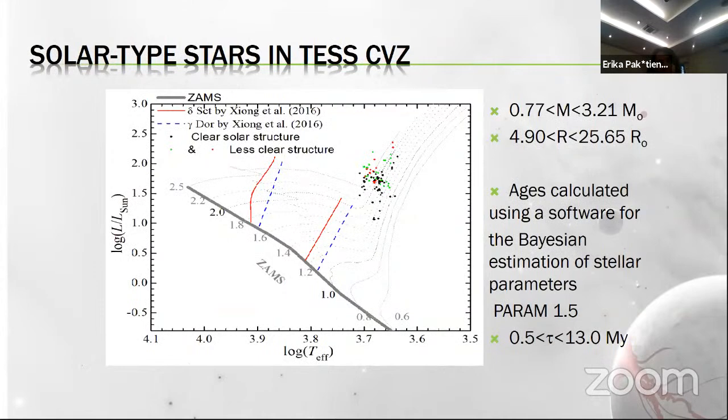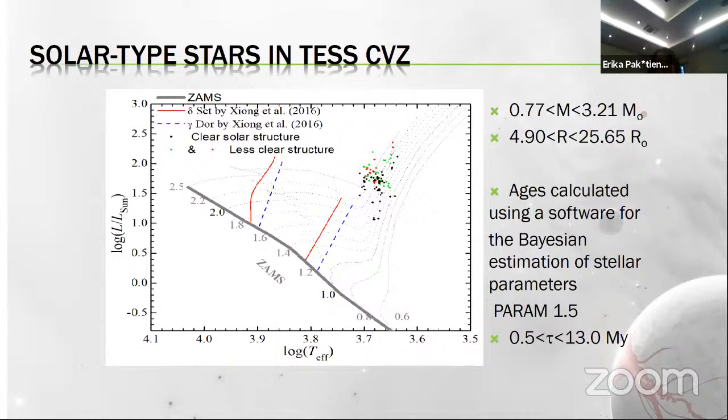So we can use those scaling relations, but if we want to get more precise data, we use stellar modeling. We model individual frequencies and get more precise parameters of those stars and also of the stellar interior.